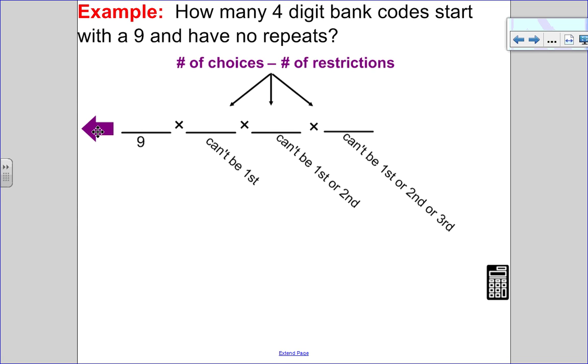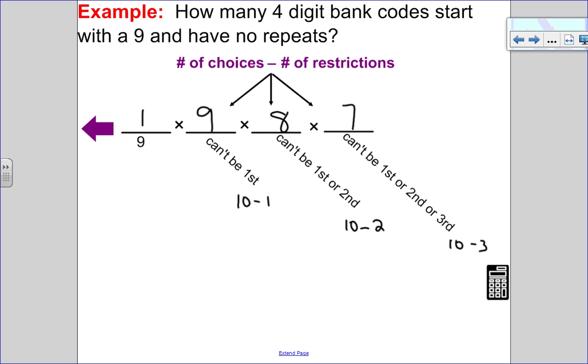So looking at this, my first digit has to be a 9. So there is only one choice there. Okay, now I have 10 digits to choose from, and it can't be whatever my first digit was. So really I have 9 choices for that digit. This third digit can't be the first or the second, so there are 2 restrictions. 10 take away 2 is 8. And this last one can't be the first, second, or third. So 10 choices, I have to take out the 3 I've already chosen, which is 7.